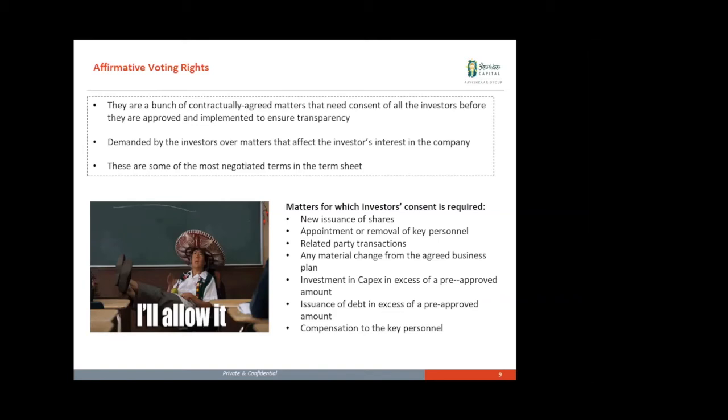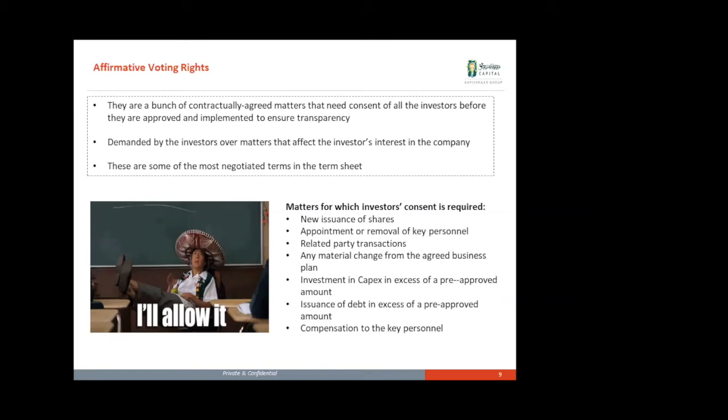on issues like those. But on key issues, where you're hiring a CFO, or a COO, or you're getting rid of a CFO, or a CEO, or a co-founder, those are key issues that need to have the affirmative vote of the investors. And I've listed a few examples of what these key voting matters would be.